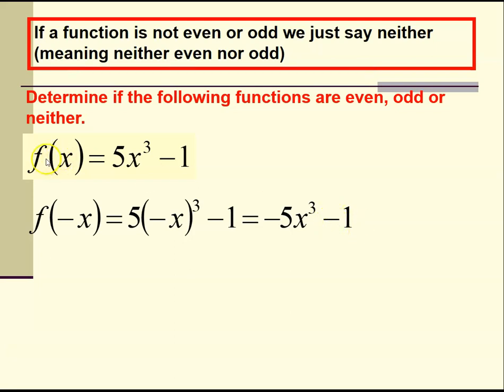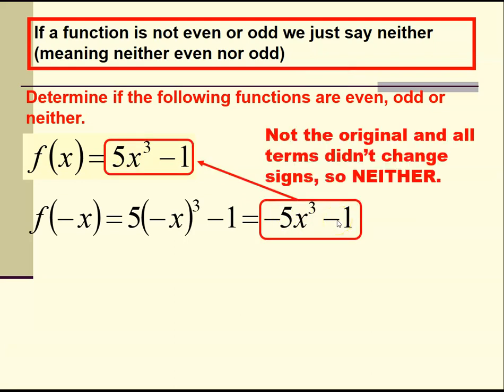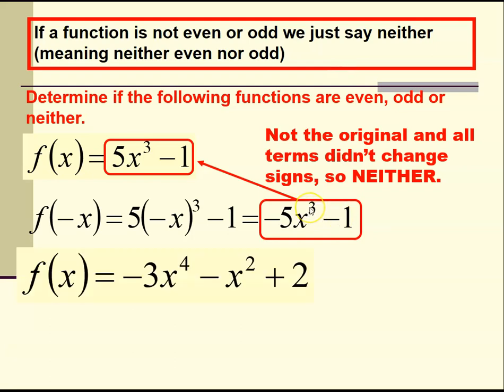So for example here, f of x equals 5x cubed minus 1. The sign of 5x cubed changes from positive to negative, but the negative 1 stays the same. So therefore, we have the neither result, because it did not change into a total opposite form and it did not go back to its original form. So your answer is neither even nor odd.